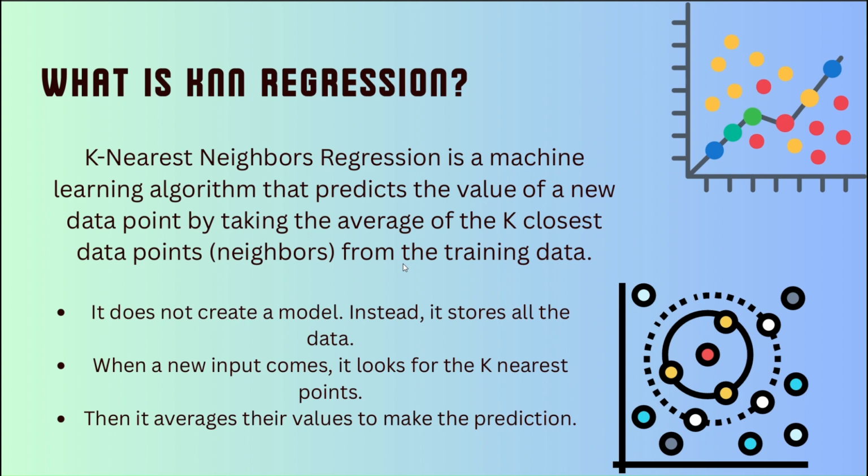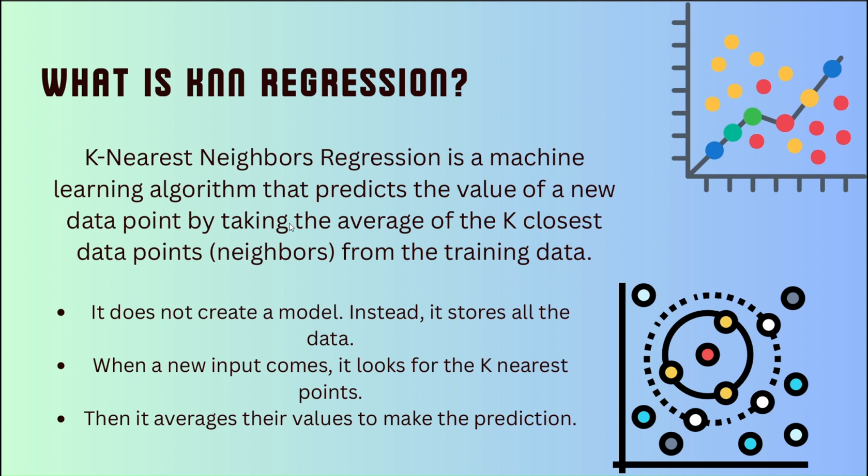So what is KNN regression? KNN stands for K nearest neighbors regression. It predicts the value for a new input by taking the K most similar data points from the training set. Instead of learning a formula or model, it just stores the data. When we get a new point, it finds the closest neighbors and averages their values to give us the output.